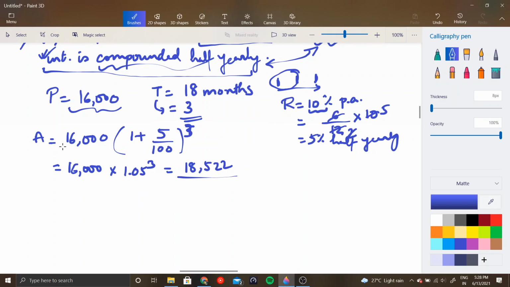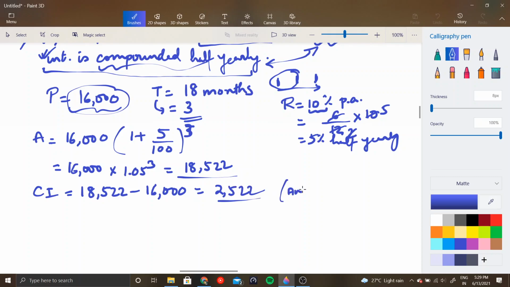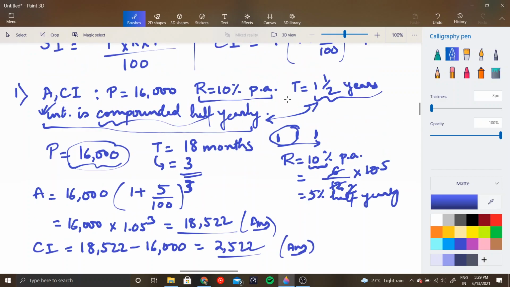Now once you have got your amount, just subtract the principal from it and you'll get the compound interest. So 18,522 minus 16,000 basically gives you 2,522, correct? Okay, that's your answer. So this is how you tackle the question. So when your time period is not given in a whole number of years and your interest is also not computed yearly, just convert them into your asked rate, okay? Convert time into the given number of interest compoundings and convert the rate as well. Okay, then you get your answer.